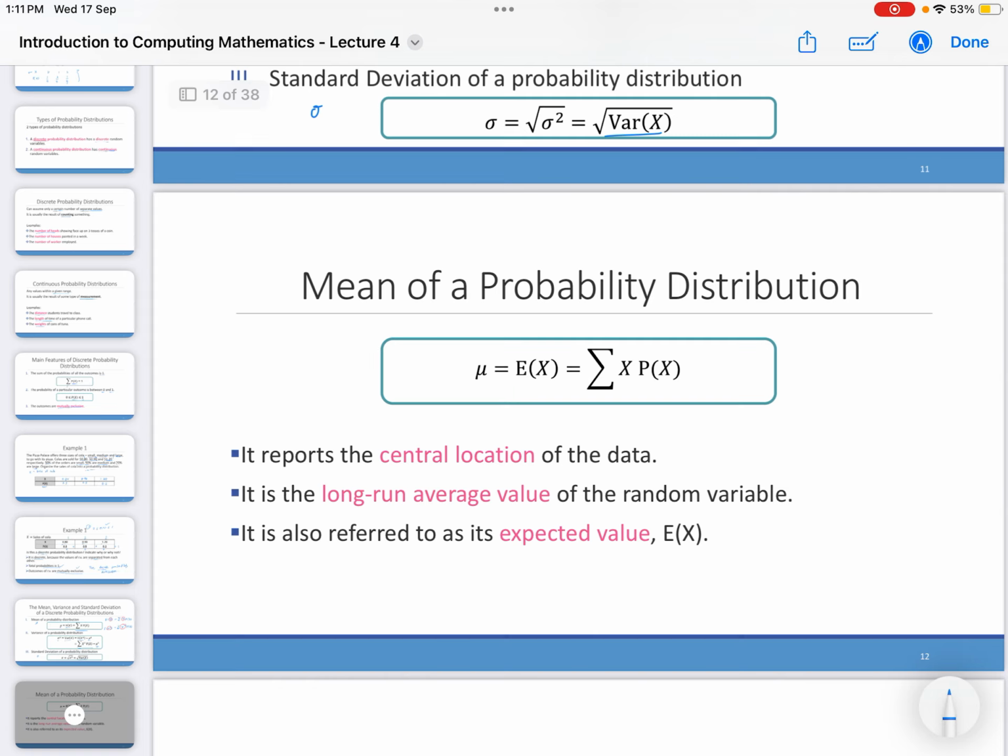Okay, what is the meaning of mean? So basically mean reports the central location of the data, the average, the central location. It is also the long run average value of the random variables. So basically in the long run, we expect the value to be that value. It is also referred to as its expected value, or E of x, expectation of x.